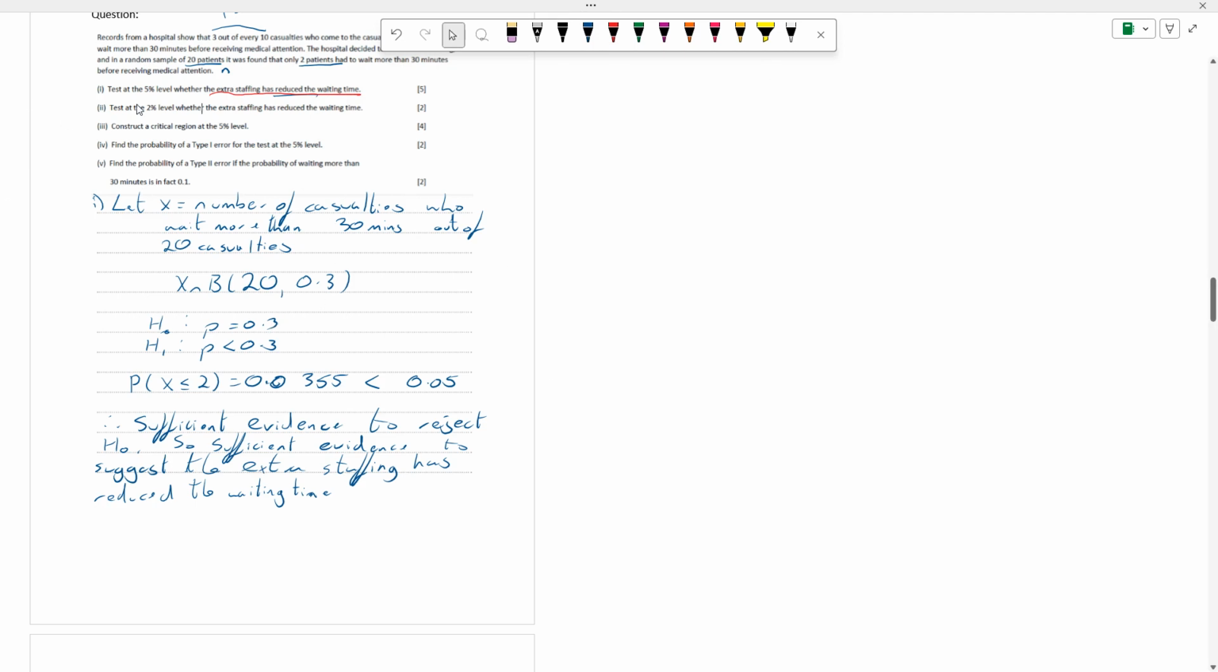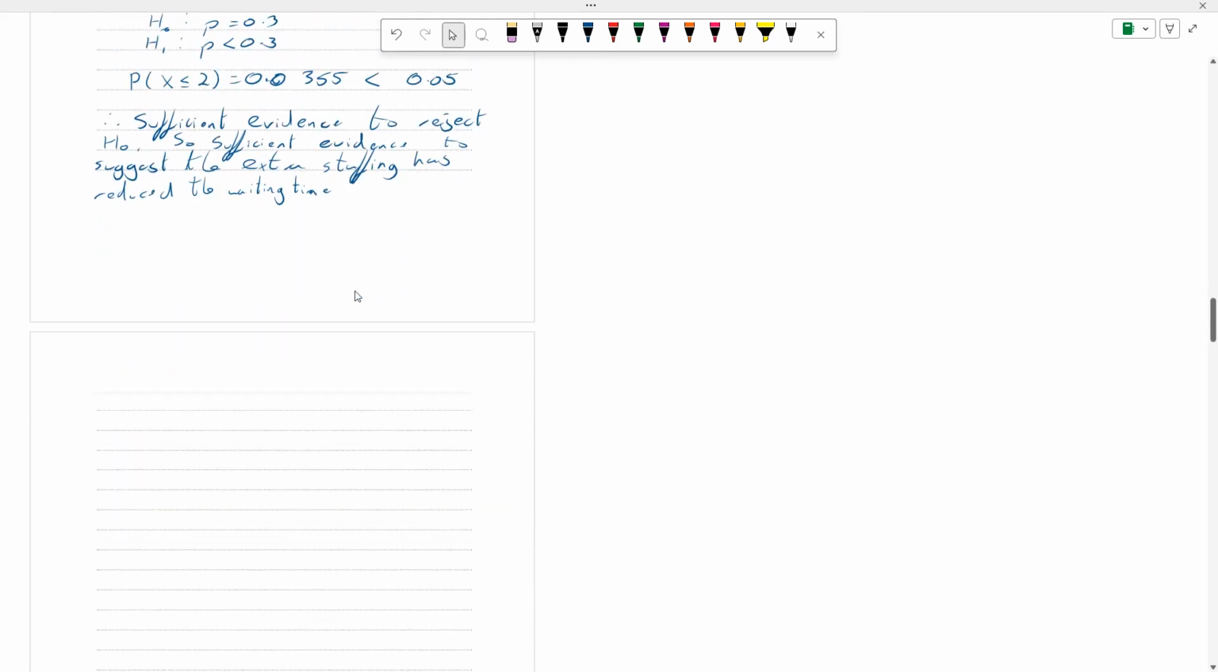Now, part 2 is really similar. It just wants me to test at a 2% level whether extra staffing has reduced the waiting time. So I don't need to do all the top bit. I can just go straight to comparing my probability. My probability was 0.0355. This time I'm going to rewrite it up here because it's a bit messy. I'm going to compare it to 2% this time, which is bigger than 2%. Now, if I use a 2% significance level, that is insufficient evidence to reject H0.